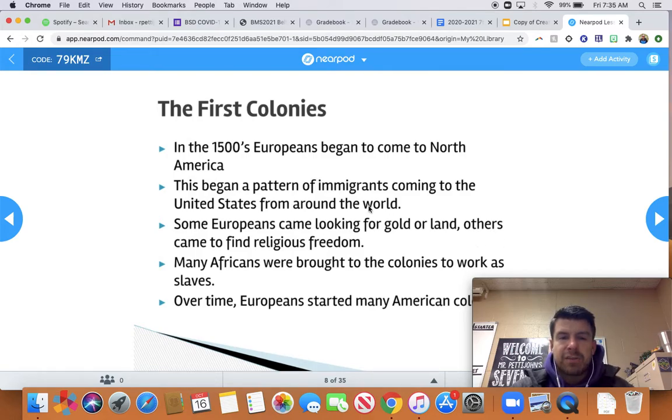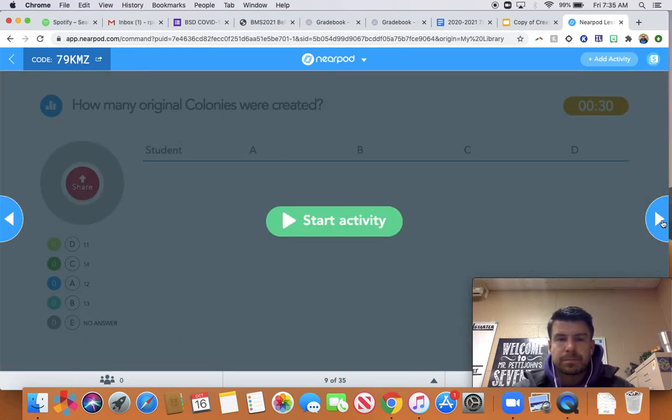This began a pattern of immigration into the United States from around the world. Some Europeans came looking for gold or land, others came to find religious freedom. Many Africans were brought to the colonies to work as slaves. Over time, Europeans started to develop many American colonies.